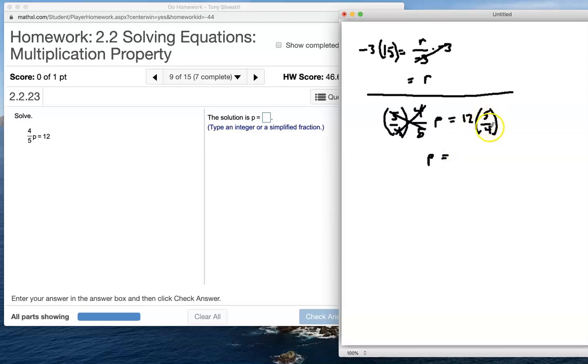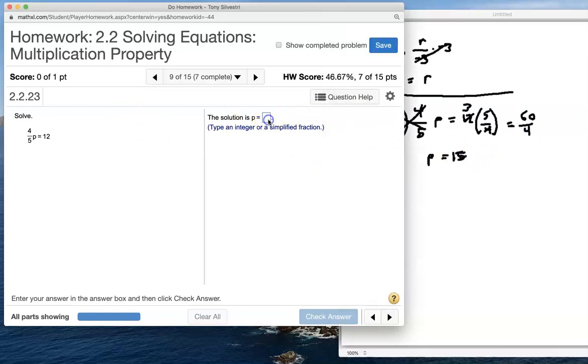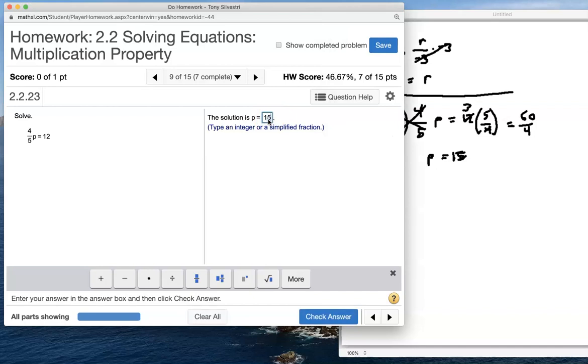Now what's this side? Well, 4 goes into 12 3 times. 3 times 5, 15. Or you could have said 12 times 5 is 60 divided by 4. And that's supposed to be 15. That's an ugly looking 15, but I'll make it prettier by putting it right in there. Either way, you get the answer right.